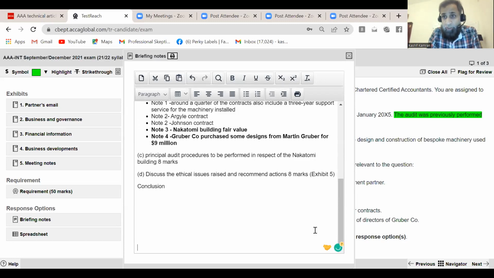You need to give a conclusion at the end of the briefing note. Even the question was asking to evaluate the significant risk. Now, once you've done A, B, C, D, you can give a conclusion. And again, the conclusion just needs to be 2 to 3 sentences, right? Conclusion, 2 to 3 sentences maximum.